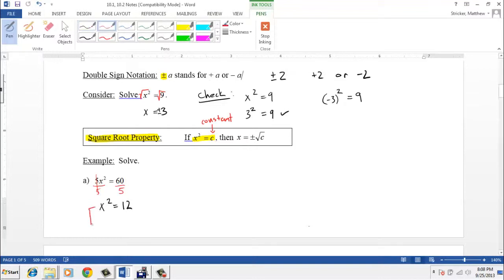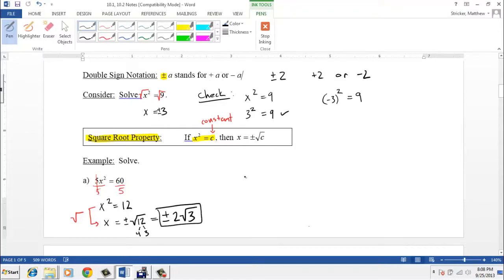Now we can apply the square root property. We can square root both sides. So when we square root both sides, of course on the left-hand side the square cancels and we just get x. On the right-hand side, this is where we need the plus or minus, and we need the square root of 12. This does simplify. It simplifies down to plus or minus 2 square root of 3, because 12 is 4 times 3 and the square root of 4 is 2. And so we could write our answers like this.